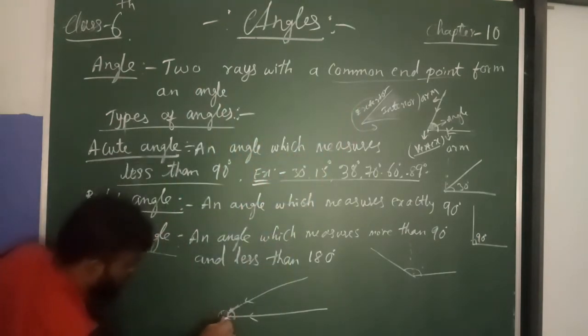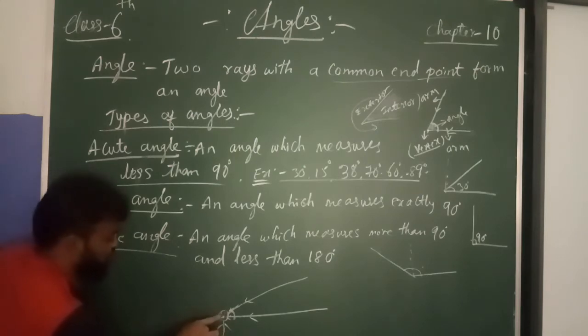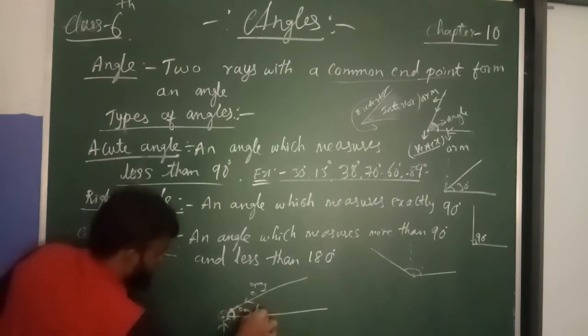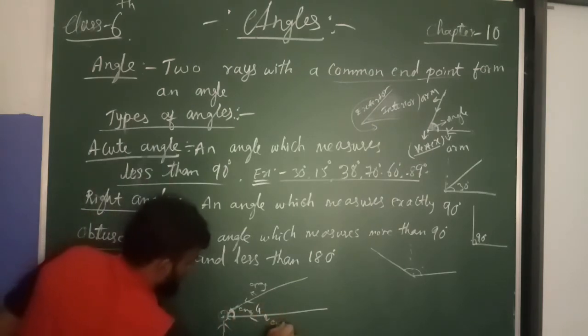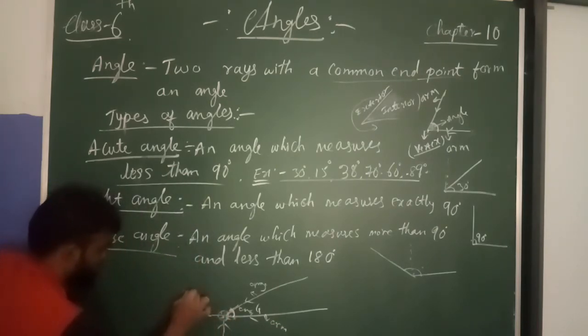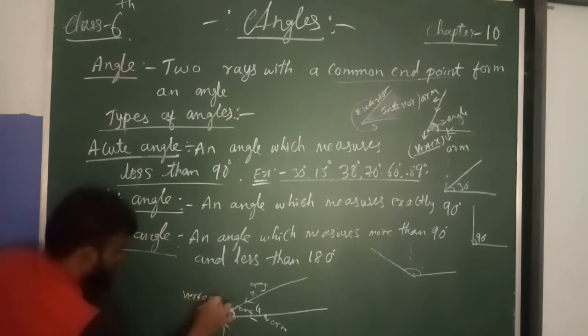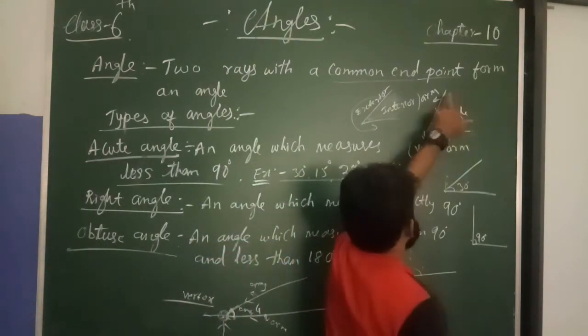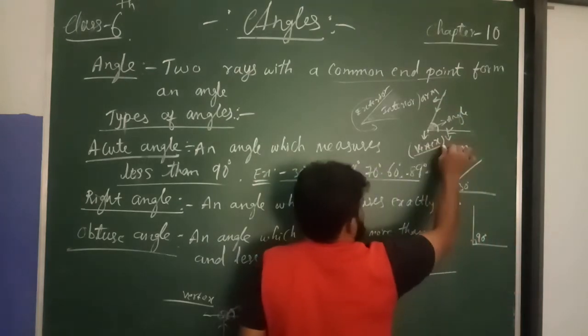What is the common endpoint? The common endpoint is his face. This is an arm, this is another arm, and this is the angle. His face, the common point, is the vertex. See, I will explain here: this is the angle and this is the vertex.